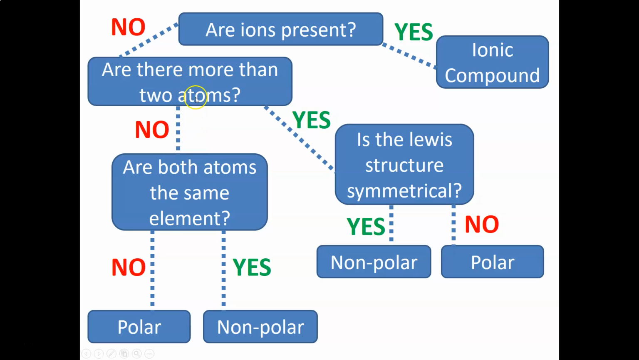If you did have more than 2 atoms, then you have to start looking at the Lewis structure, right? You have to start thinking about the VSEPR, the 3D shape, okay? If it's symmetrical, it's nonpolar. Remember, the symmetry destroys and cancels out any polarity you might have. You may have polar bonds, but your molecule will be nonpolar. If it's not symmetrical, then by definition it's polar, right? If it's not symmetrical, you can't have an equal distribution of electrons. So in that case, it would be polar.